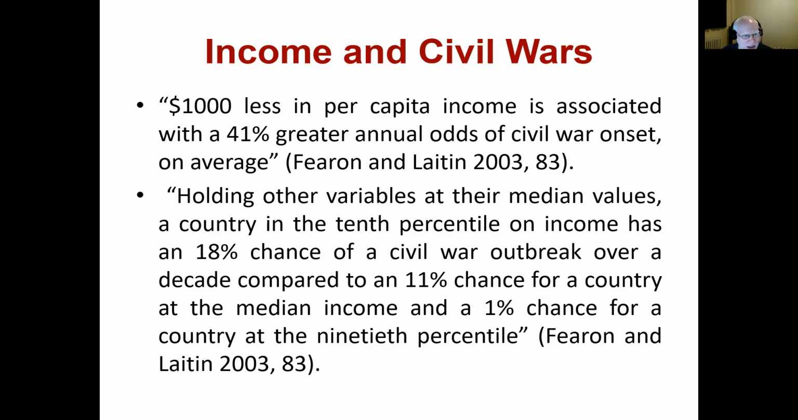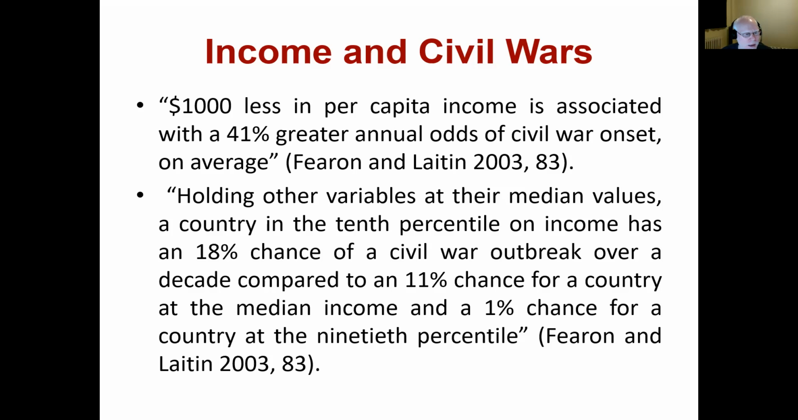Holding other variables at their median values, a country in the 10th percentile on income, so 90% of countries are wealthier or have higher income per capita, and 10% have lower, has an 18% chance of a civil war outbreak over a decade, compared to 11% chance for a country at the median income. So 50% are richer, 50% are poor, 1 in 10 over a decade in that case, and a 1% chance for a country at the 90th percentile. So 10% are richer, 90% are poor, right?